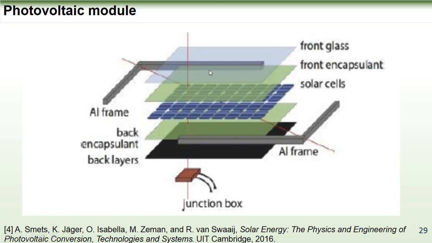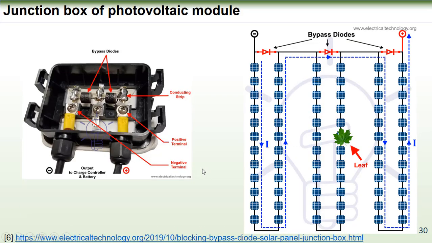Of course, these PV modules have to stand different types of thermal and mechanical stress over their lifetime. At the back, a junction box where the connection cables exit to be connected to the rest of the system. In addition, it consists of a couple of diodes, typically 3 diodes, which are called bypass diodes. These bypass diodes have an essential role in the healthy operation of the PV module.